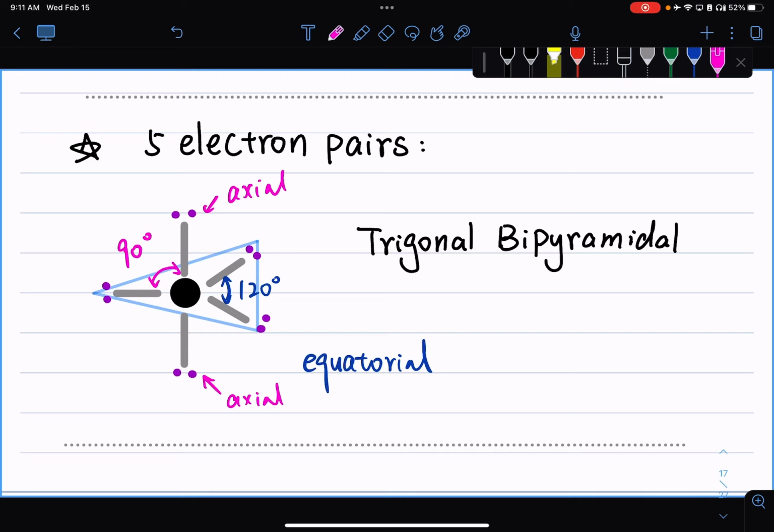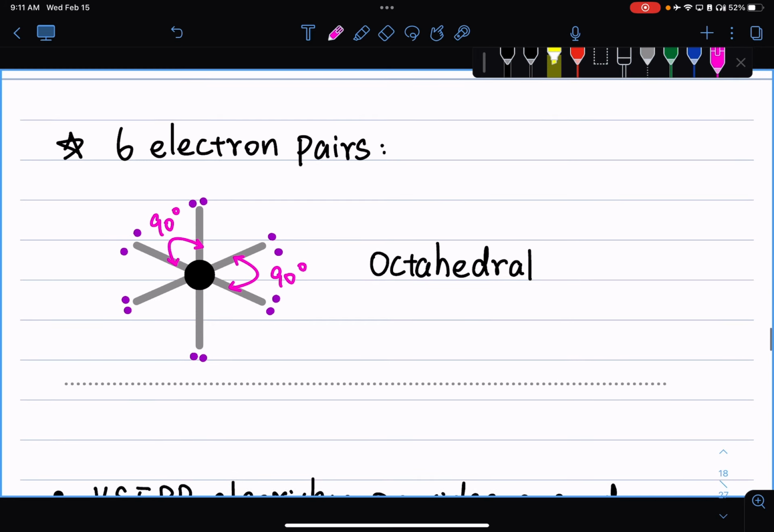And then the last one we'll be talking about is six electron pairs. They're called octahedral. It's actually a little bit more straightforward than the five coordinated one, because now you only have one type of electron. No matter how you rotate it, the angle between all these electron pairs is always 90 degrees.